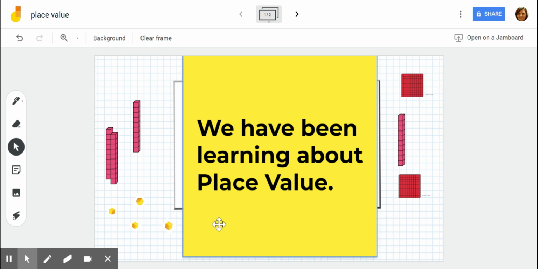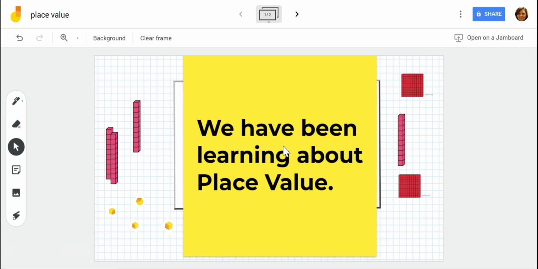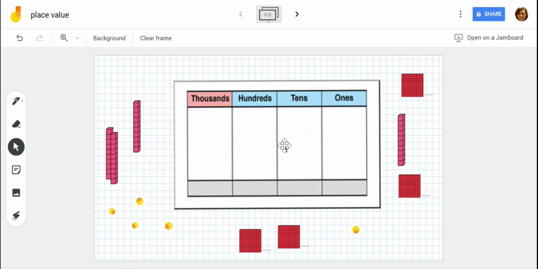Hi everyone. As you know, we have been learning about place value. So you've seen this place value chart a lot in your slides. So we know that to the far right is the ones column. Beside that, to the left is the tens column, and to the left beside that is the hundreds column. So we know we can show numbers in the place value chart using manipulatives called base 10 blocks.